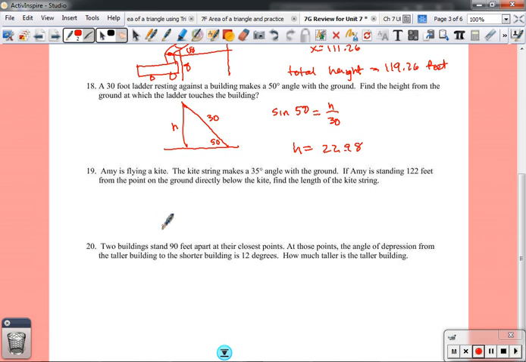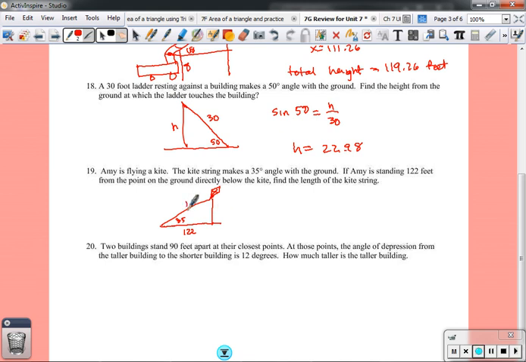Amy is flying a kite. The kite string makes a 35-degree angle with the ground. There's her kite. Her parents don't love her enough to get her like a butterfly or a dragon, so she just gets the boring regular kind. Maybe if she were a better student or a better daughter, they would have got her a better kite. Amy's 122 feet from the point on the ground directly below the kite. Find the length of the kite string.